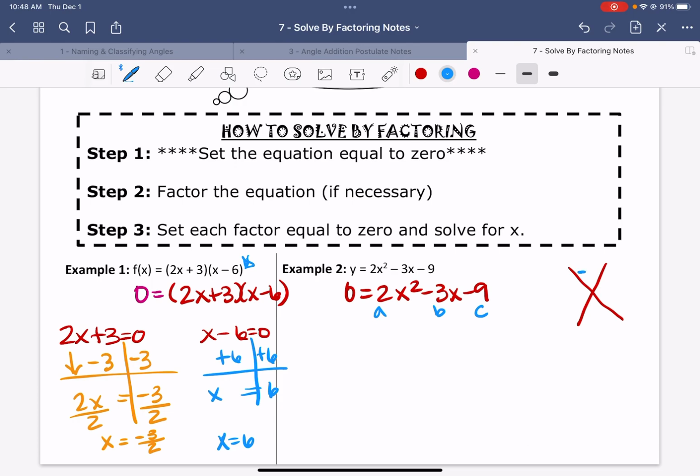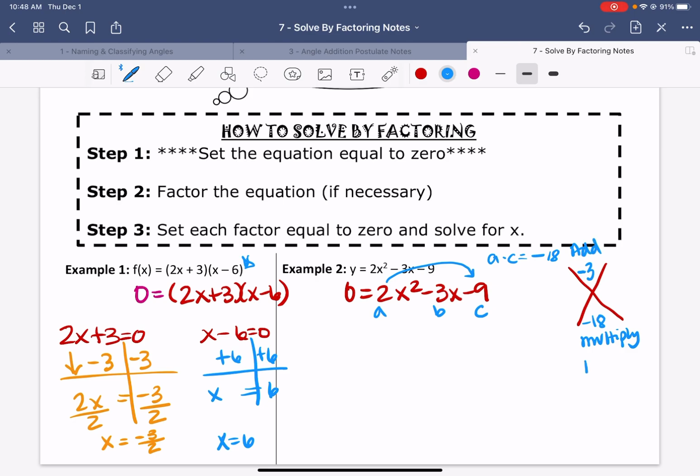We're going to put our b up top, so that's negative 3. And then on the bottom, we have to do a times c. So a times c is going to be 2 times negative 9, and that's negative 18. So that goes on the bottom. So we're looking for the things that multiply to negative 18, and we'll add to give us negative 3.